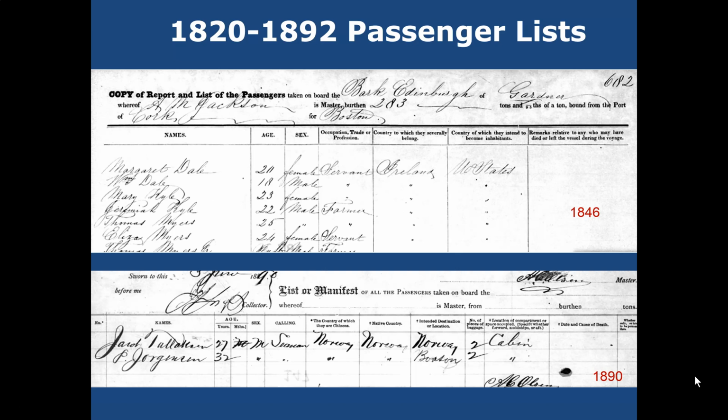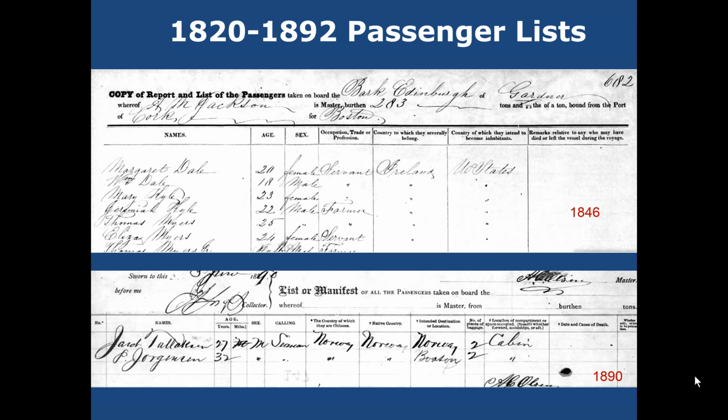Then you'll see the information for each person. So what we see here are their names, their ages, their gender, their occupation, the country which they belong to, that they're a citizen of, and then the country that they're going to. Towards the right, you see remarks relative to any who may have died or left the vessel during the voyage. So if someone passed away, you'll usually see a note, and it'll usually include the date and possibly the cause of death.